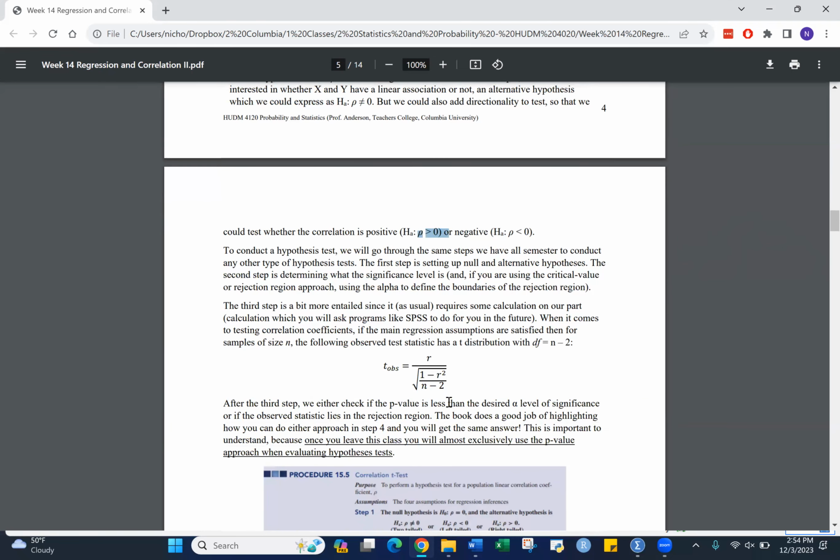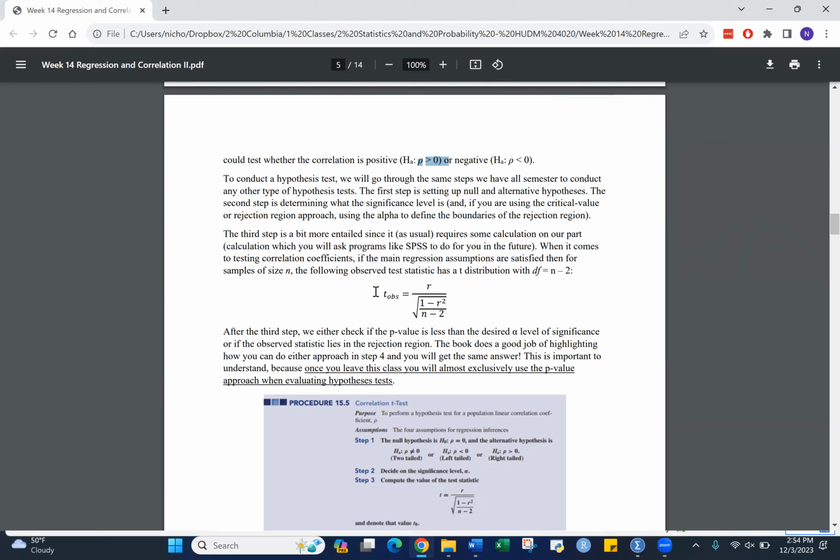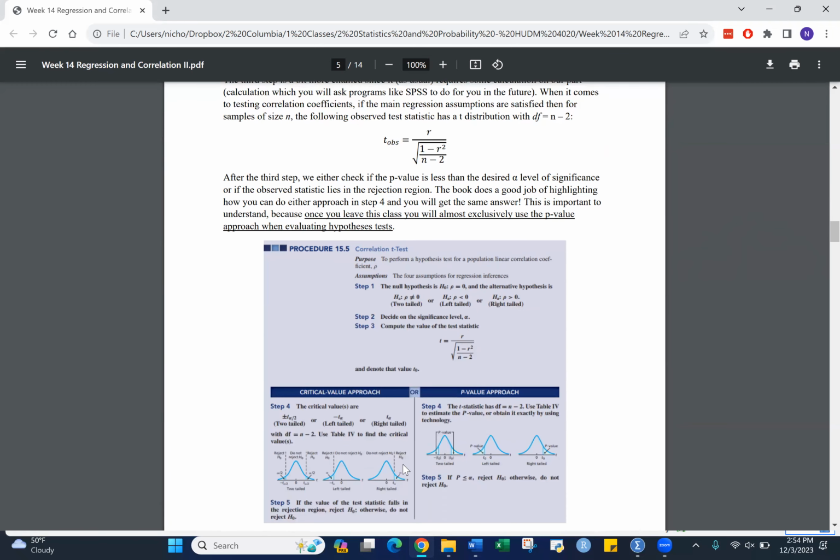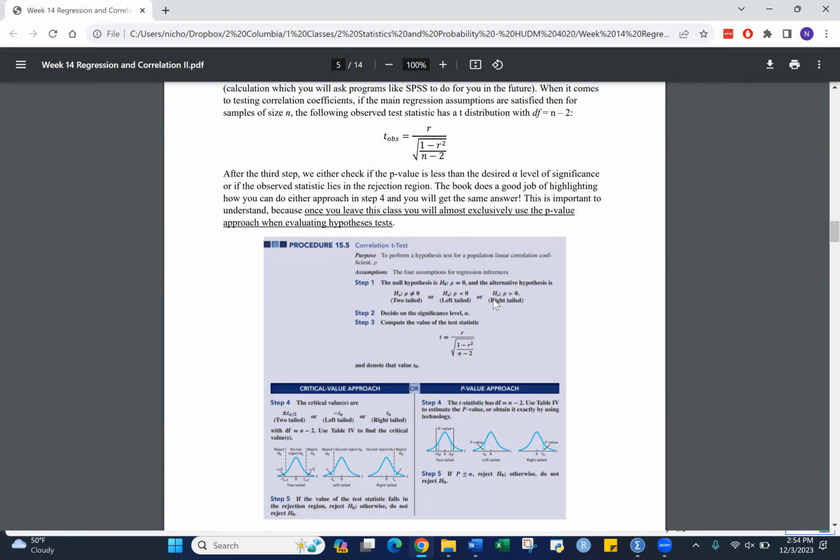So if we're going to be conducting a hypothesis test of the correlation statistic, we're going to go through the same 4 steps that we have been going through the last several weeks. So the first thing we do is set up our null and alternative hypotheses, and we're going to see examples of how to do that in a second on an applied example. But you can see there's really 3 options you have depending on the research question, right?